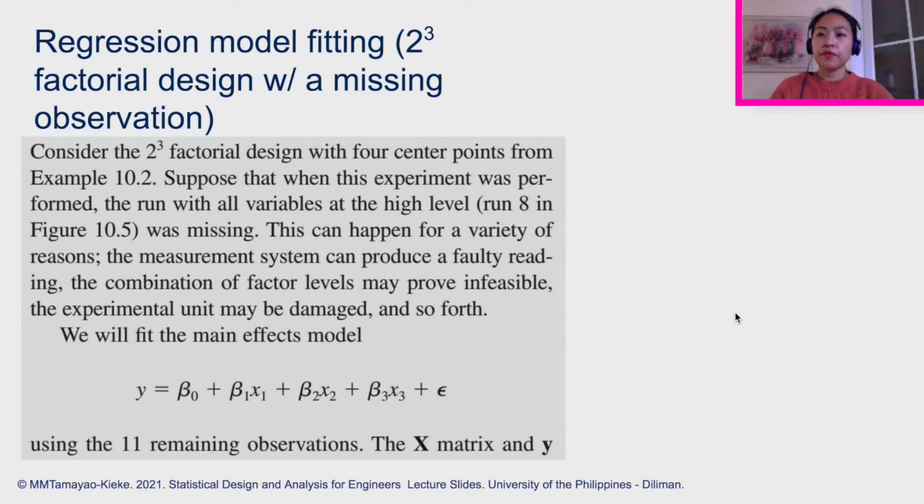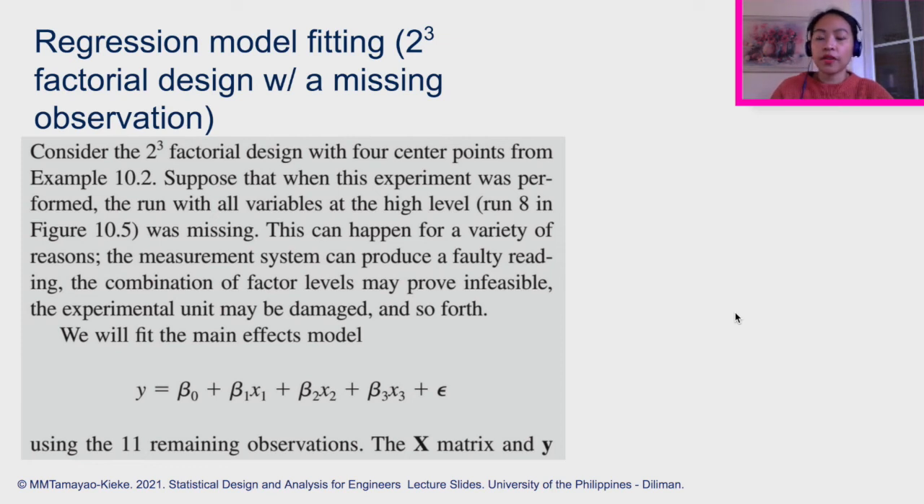Okay, now let's move on to another example. Let's try to perform model fitting for a 2 to the 3 factorial design with a missing observation. This is where we can illustrate how regression analysis can be used in experiments where something has gone wrong. So, designed experiments where something has gone wrong.